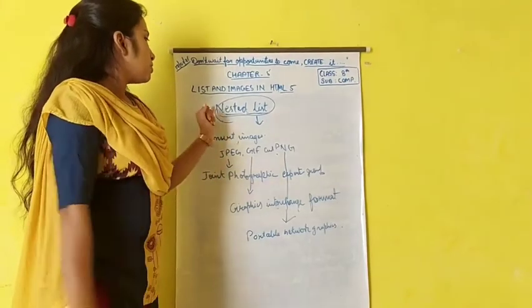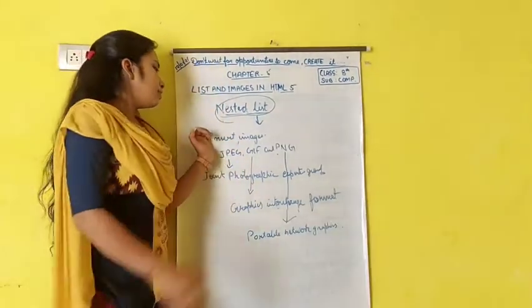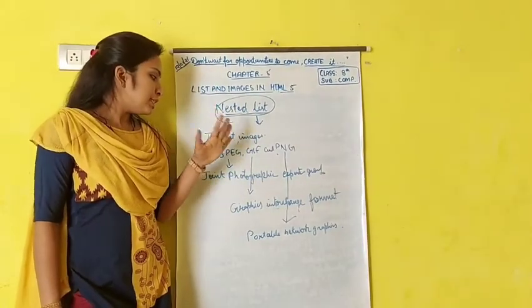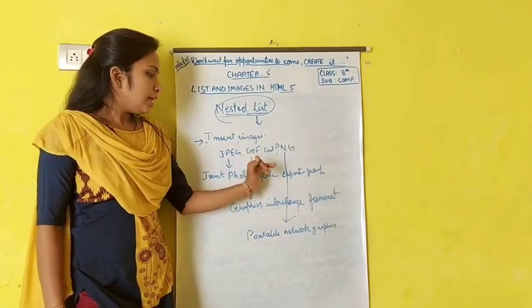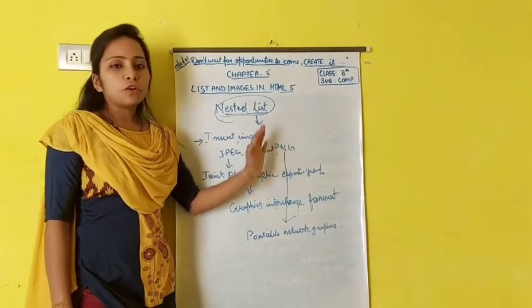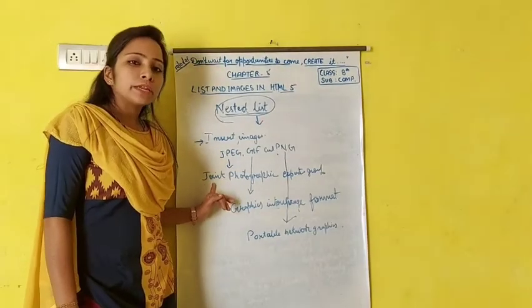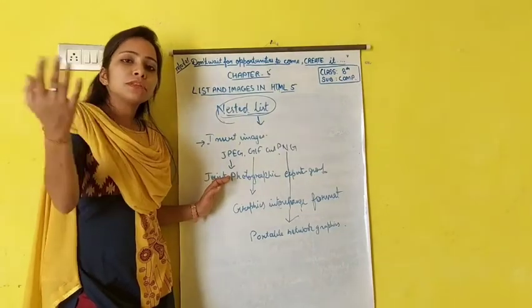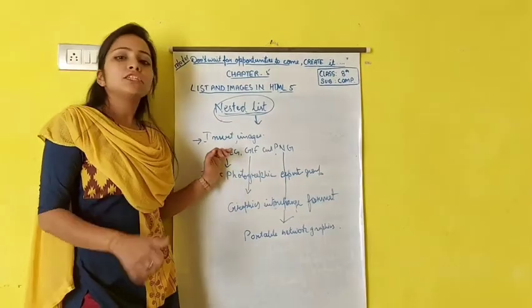Now see, nested list. Under nested list, we can insert images also. Clear? Three types of images can be inserted here. One is JPEG format, then GIF format and PNG format. Clear? See, JPEG, the most used one. Clear? Normal photo, the digital photos we have on our mobile phones or in our computers, that one can be used. That is the JPEG format.